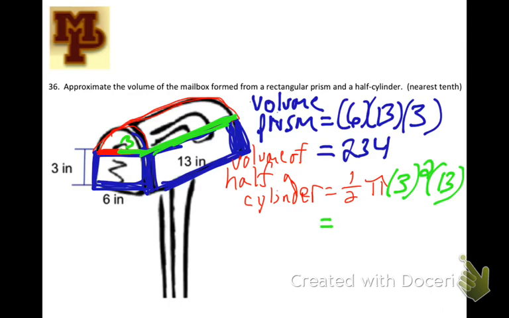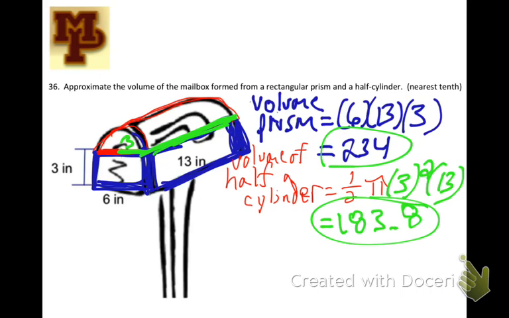All right, so what do I got so far? Okay, so this part, if you multiply by the pi, you should get about 183.8. So we're just doing an estimate on this. So we're going to add the 234 plus the 183.8. The volume of the whole mailbox is about 417.8, and that's cubic inches.